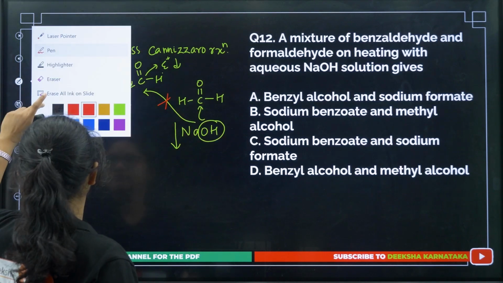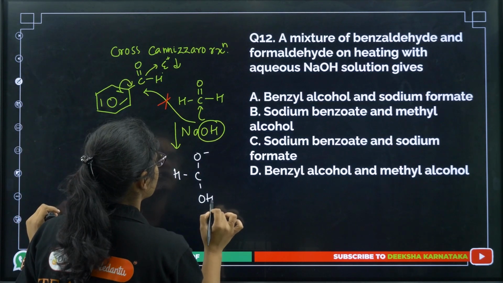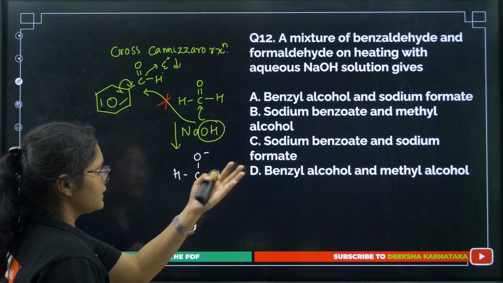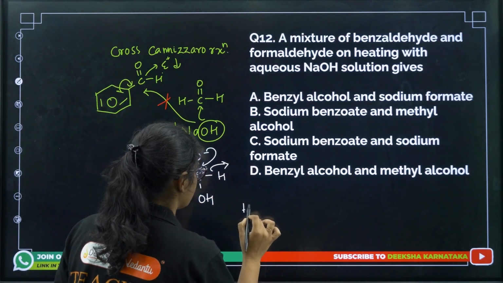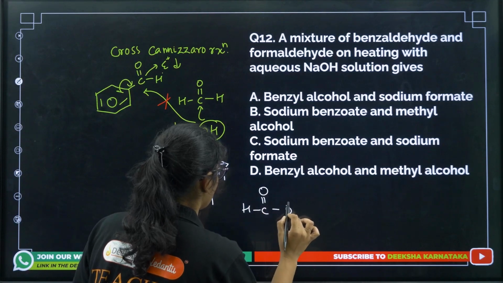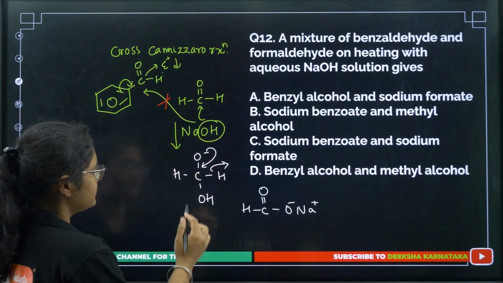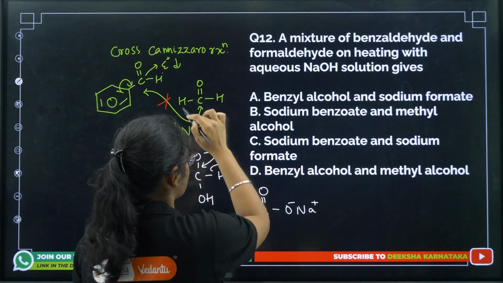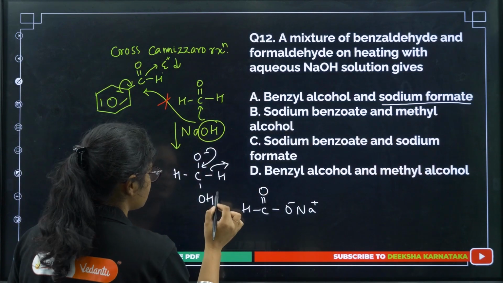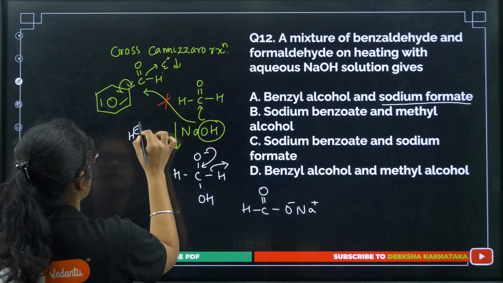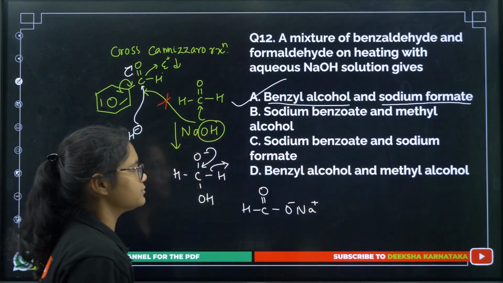So what we will get here, first it will give you HCO minus, OH, okay, then H. Then this bond comes back, this goes here, so we get H, C double bond O, O minus, and then Na plus, a salt of this one will form. So the formaldehyde part will give you sodium formate, and this H minus which comes out here attacks here and we get benzyl alcohol. So the correct answer is option number A.